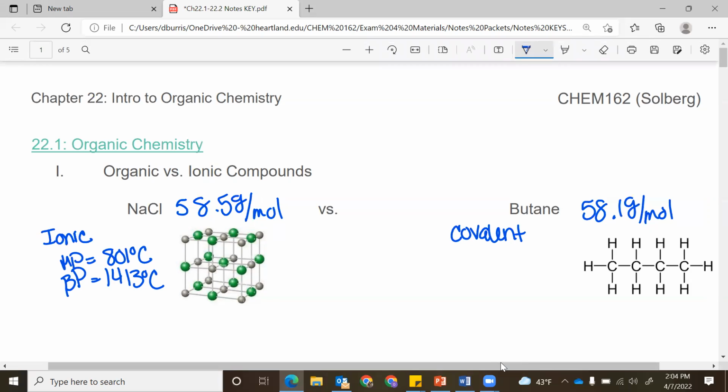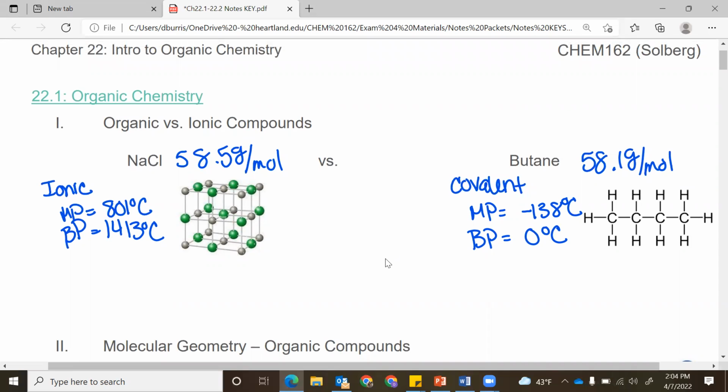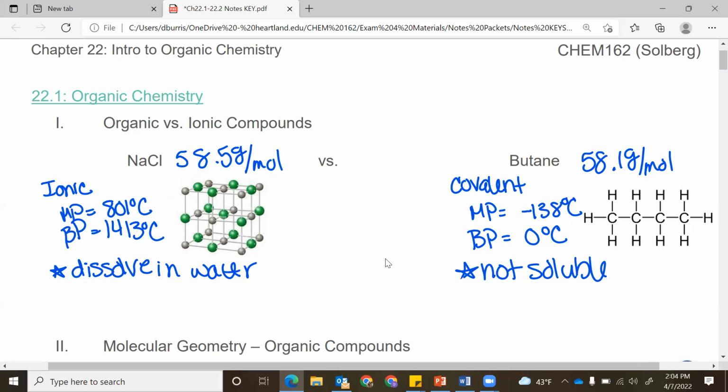Whereas organic compounds tend to have much lower melting and boiling points. The melting point of butane is actually negative 138 degrees Celsius, and the boiling point is actually 0 degrees Celsius. So way lower, which is typically true of covalent molecules anyway. Ionic things, do they dissolve in water? Yes, in water, because water is polar. Organic things tend to be non-polar, so they don't usually dissolve in water. This one is not soluble in water. If you try to mix butane and water, they do not mix.